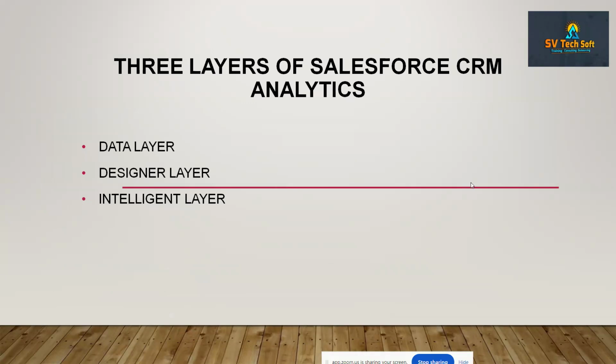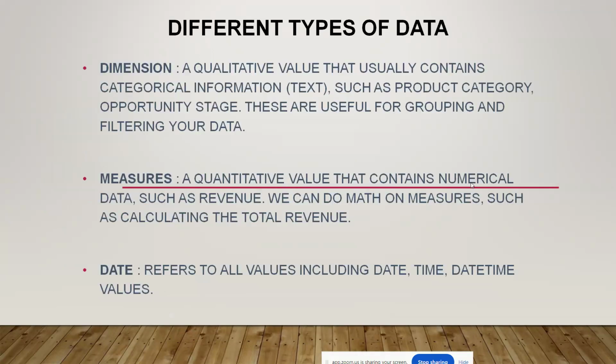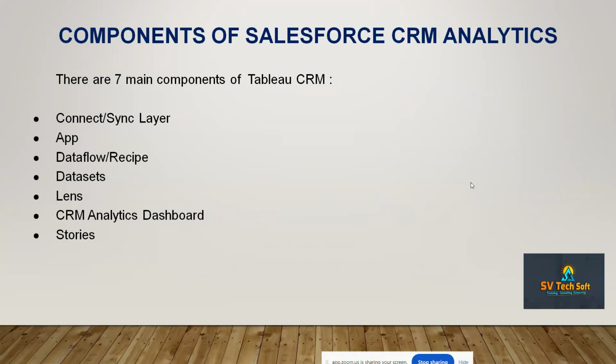There are 3 layers which we deal with in Salesforce CRM Analytics. The first is the data layer, the second is the design layer, and the third is the intelligent layer. The different types of data we deal with are dimensions, measures, and dates. A dimension is a qualitative value that usually contains categorical information such as product category or opportunity stage. Measures are quantitative values that contain numerical data, and date refers to all values including date and time.